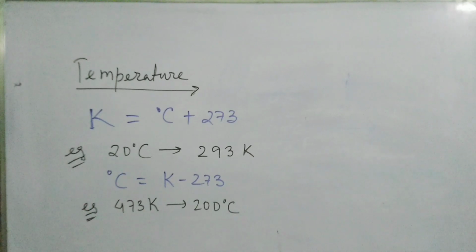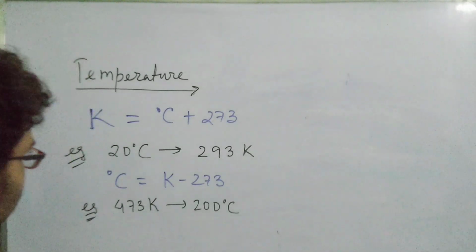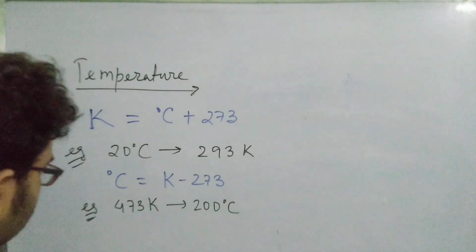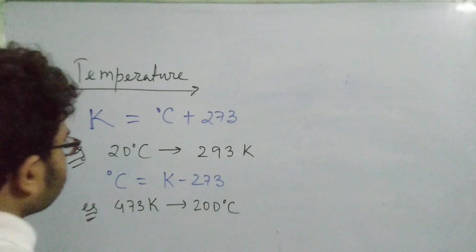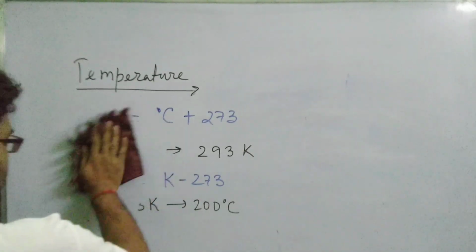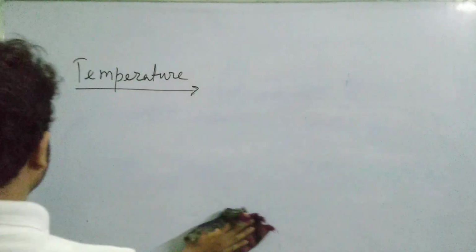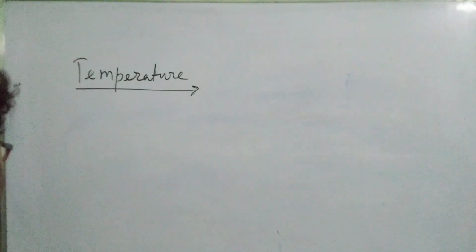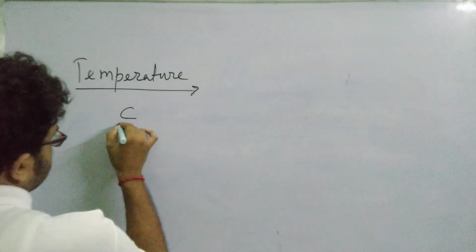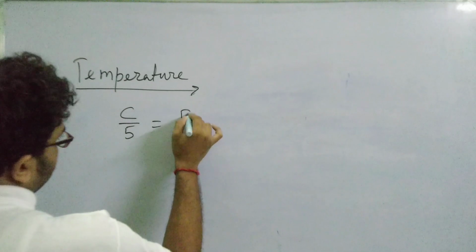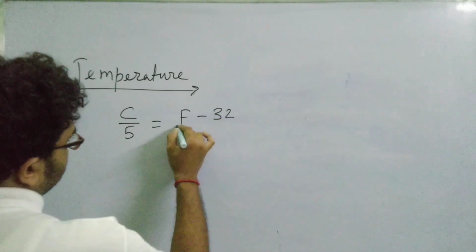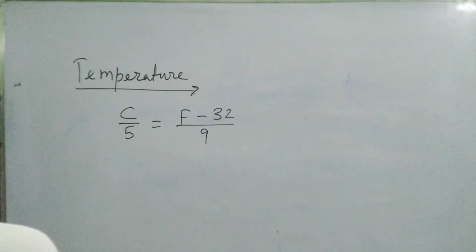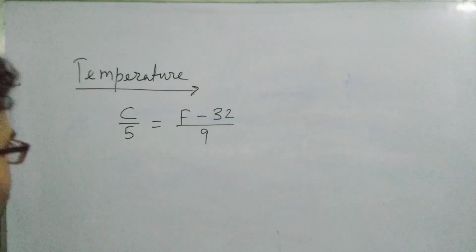Now, how can you convert the temperature in degrees Celsius to the Fahrenheit scale? There is a particular formula, and you should remember this: C by 5 is equal to F minus 32 by 9. This is the formula that relates the temperature in the Celsius and the Fahrenheit scale.